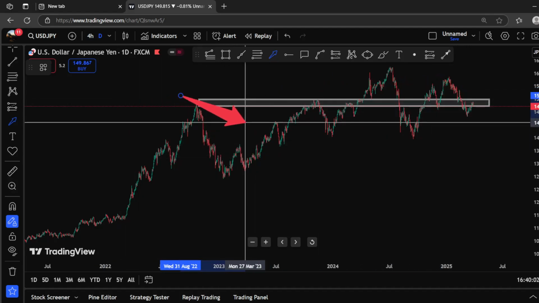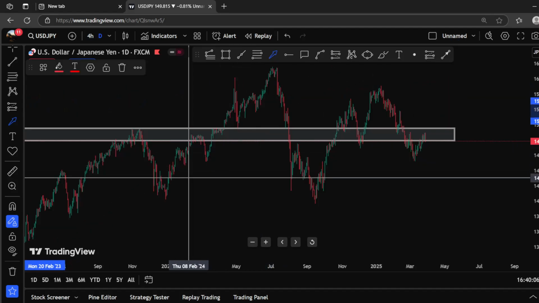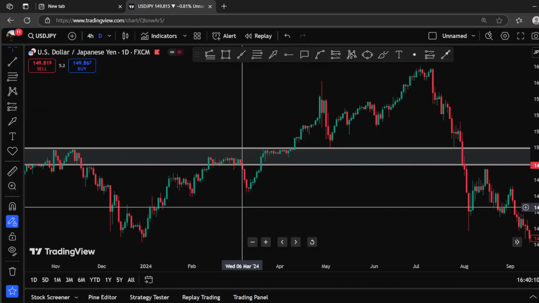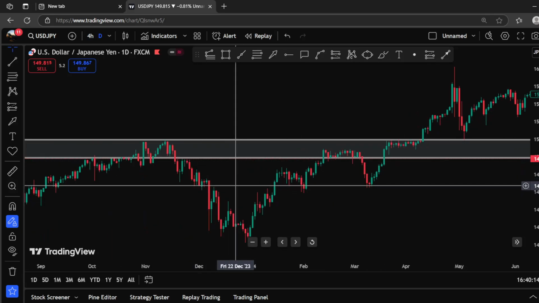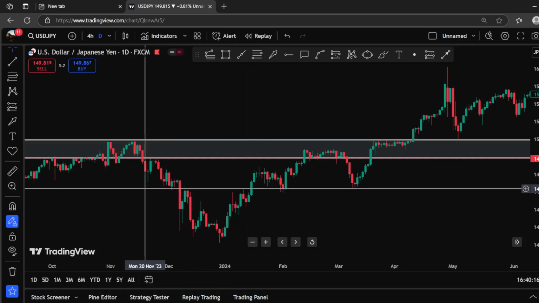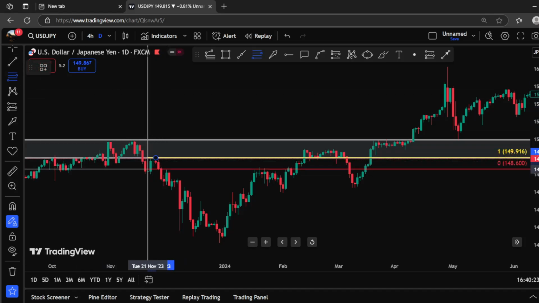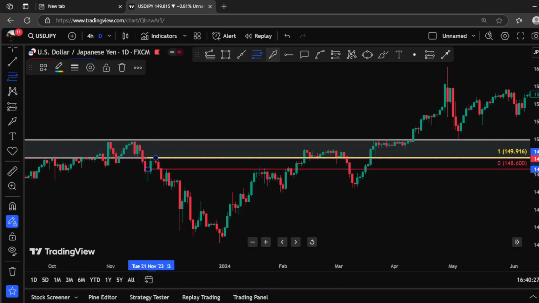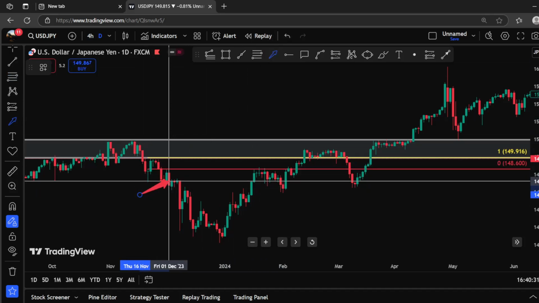Okay, so if you are a supply and demand trader, you would have gone short. You would have taken a sell trade at this supply zone right here. So at that supply zone we had this rally and this base and this drop.